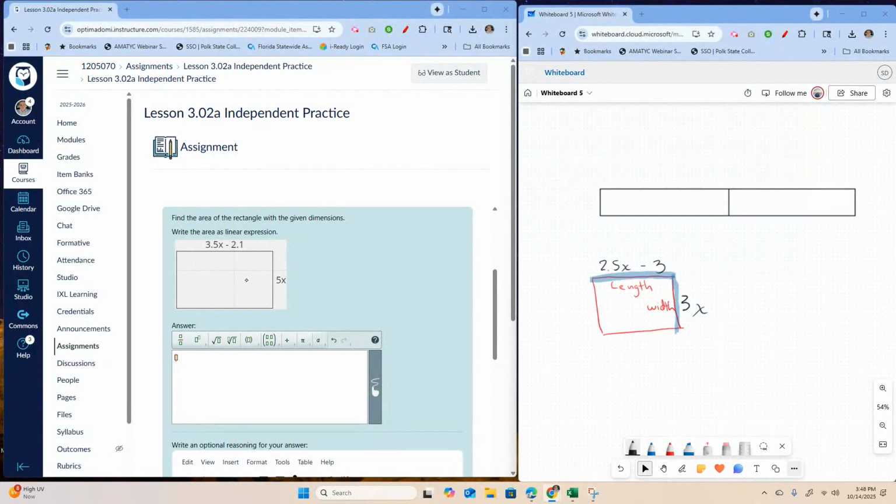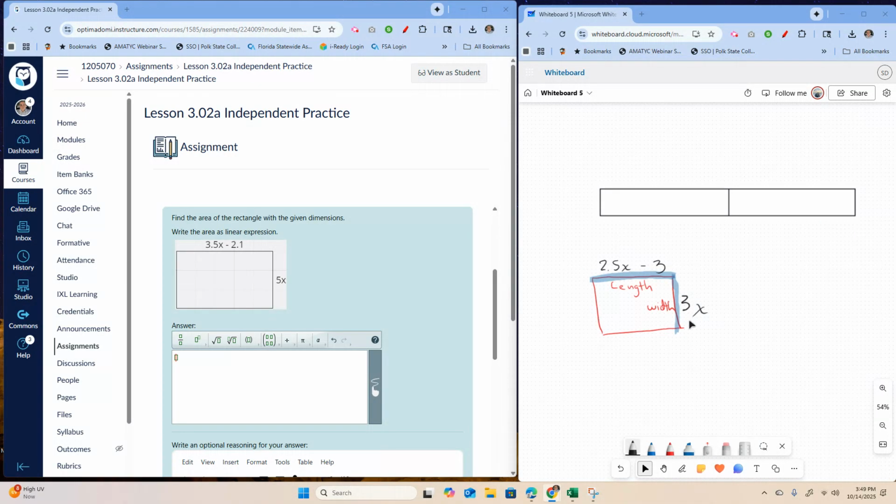All right, here's how you do 3.02a. We are working with something called multiplying monomials by linear expression. And problem number one, they gave you a rectangle. The way you find the area of a rectangle, you multiply the length, which is what I'm pointing right now, times the width, which is what I'm pointing right now. And you're going to multiply them.